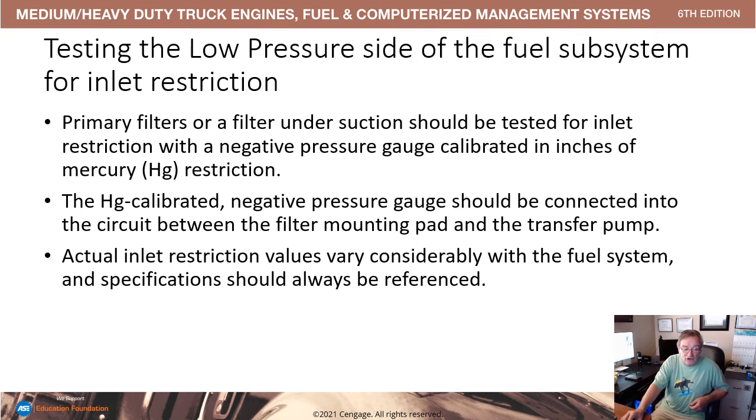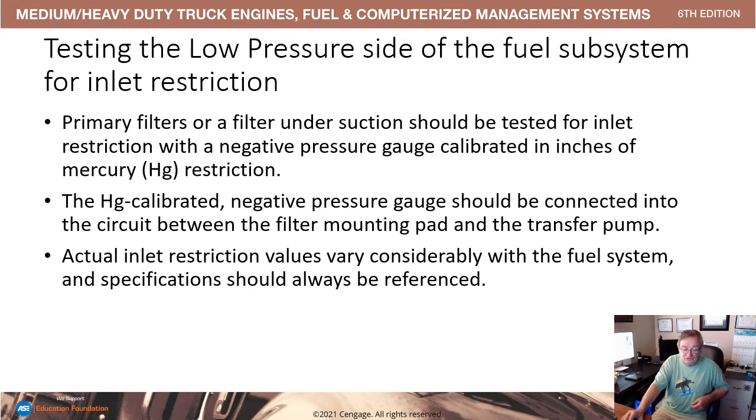For testing the low pressure side, primary filters under suction are tested with a negative pressure gauge calibrated in inches of mercury. The negative pressure gauge should be connected in the circuit between the filter mounting pad and the transfer pump, so it's under vacuum.